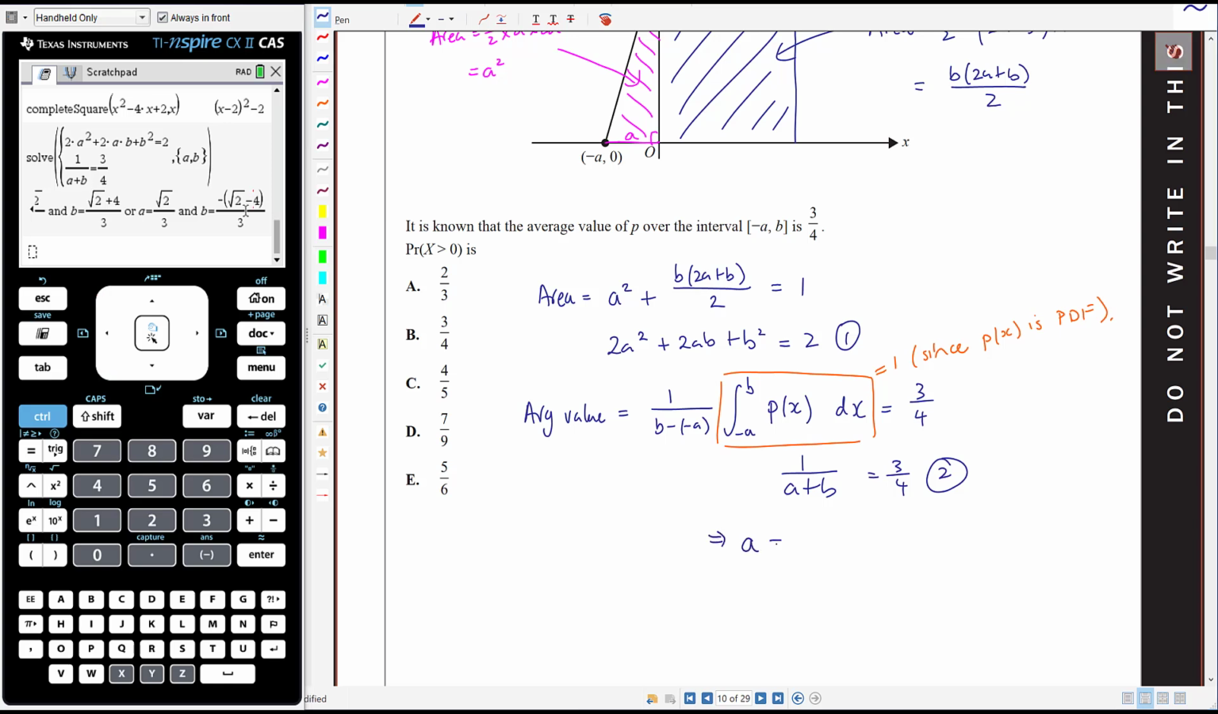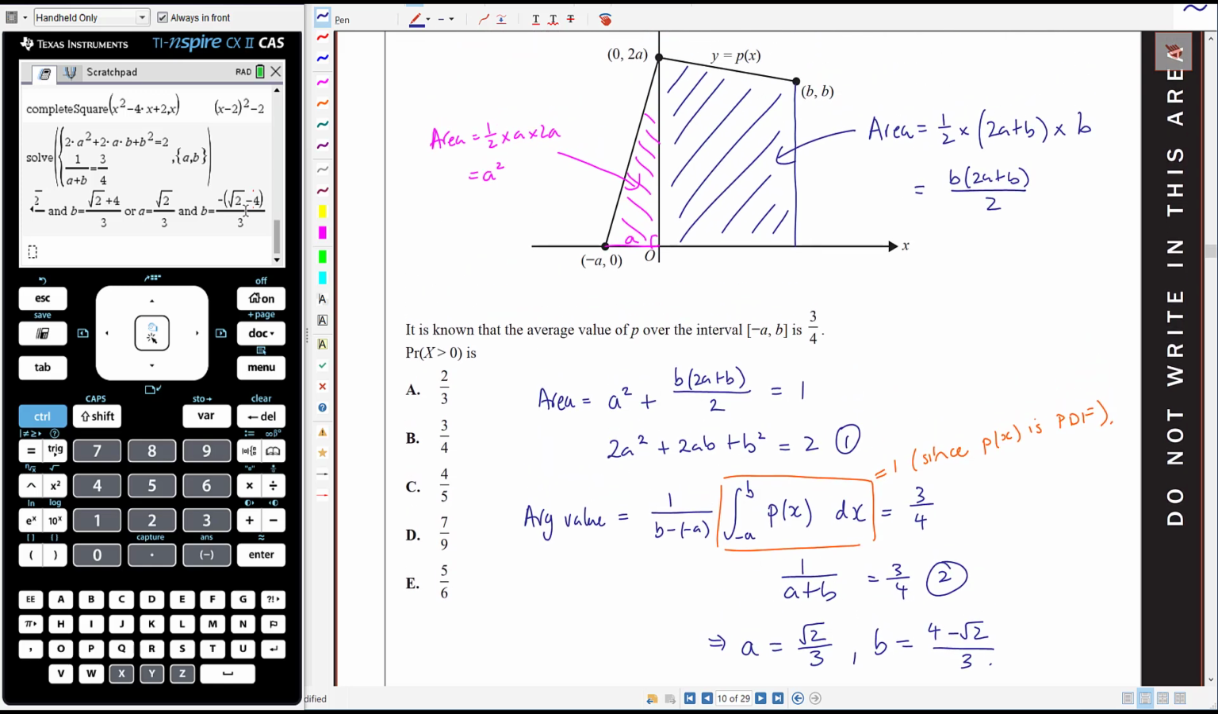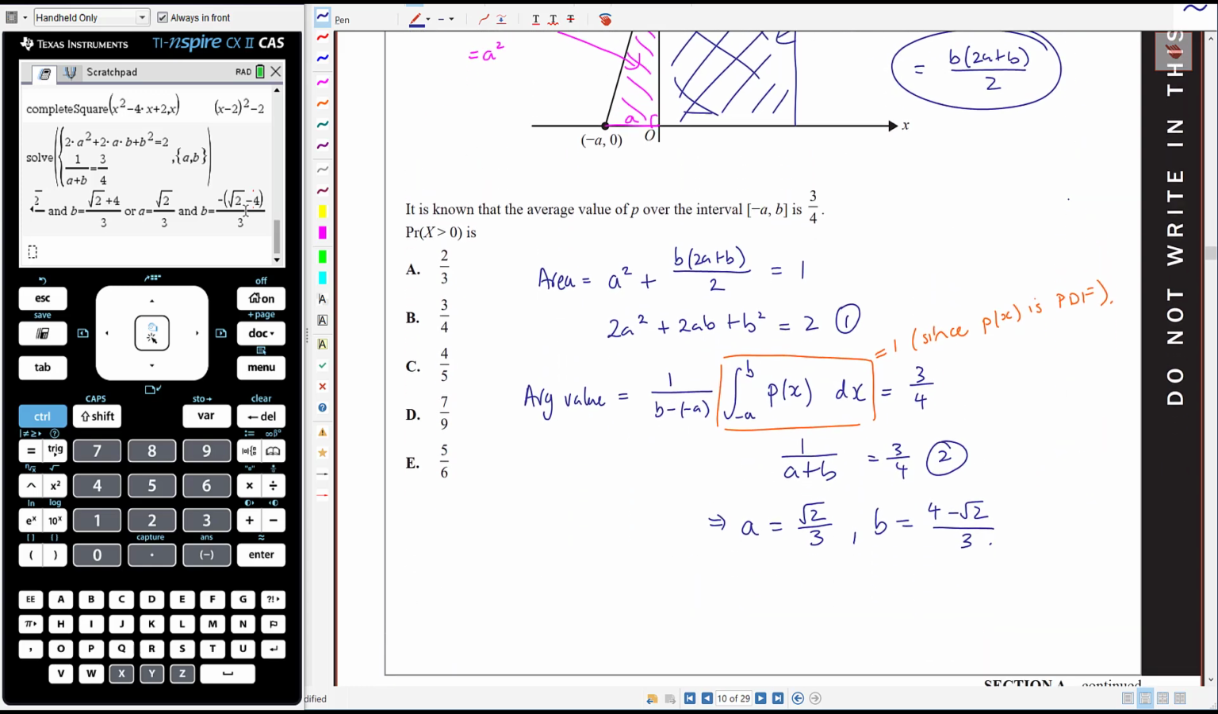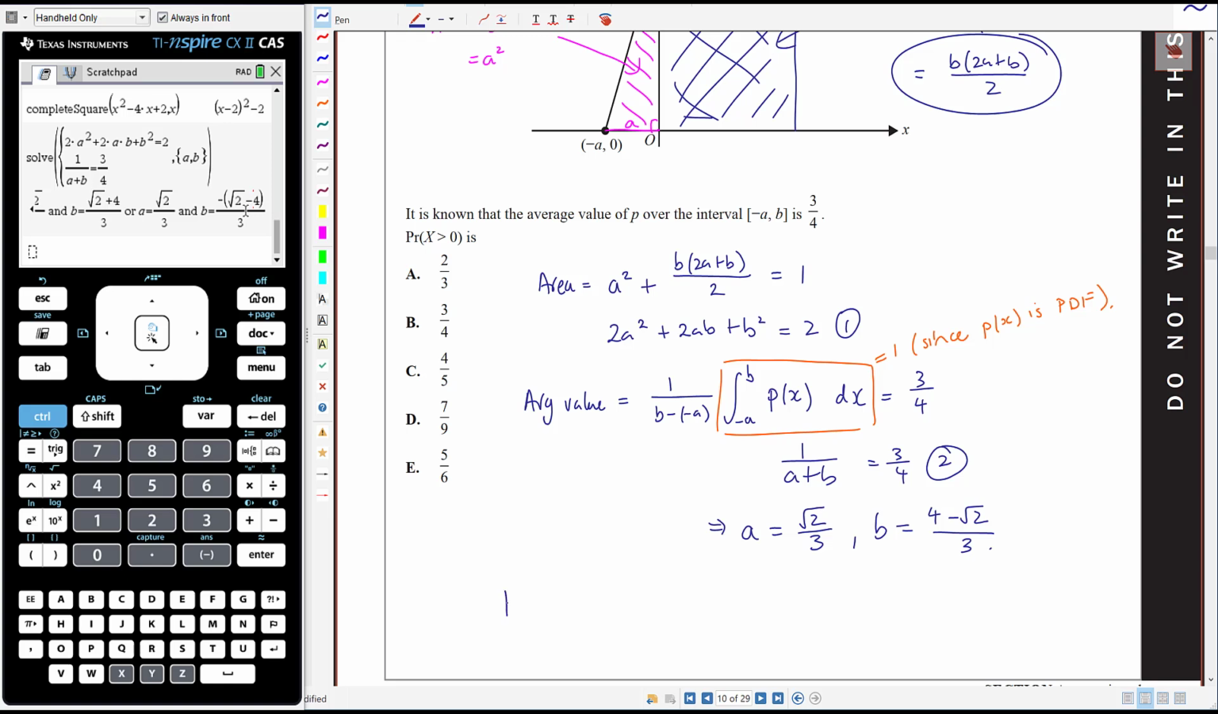Okay, so this means that a is root 2 on 3, and I never factor out those negatives, so b is 4 minus root 2 on 3. Okay, and then we want the probability that x is bigger than 0. X bigger than 0 is just this area here that we worked out already. We've got that expression there, so we can simply sub our a and b values back in. So the probability that x is bigger than 0 is just 2ab plus b squared all over 2, and we can put these into that and work out what that is.